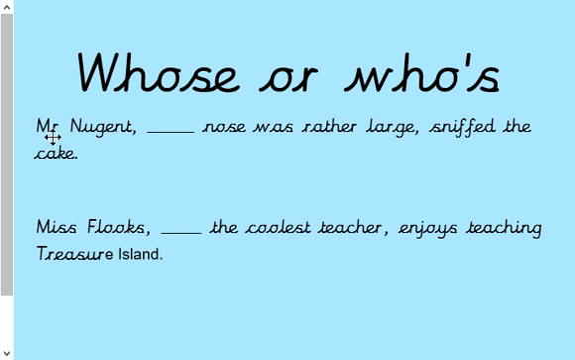Okay, so the first sentence: Mr. Nugent, whose nose was rather large, sniffed the cake. And the second one: Miss Flukes, who's the coolest teacher, enjoys teaching Treasure Island. So the two words that fit in here: whose, this one here, would go into the first gap because it is linked to Mr. Nugent. And the second one, who's, is a shortened, contracted version of who is. If we were to write who is into this gap, it would still make sense. Miss Flukes, who is the coolest teacher, or who's the coolest teacher, enjoys teaching Treasure Island.